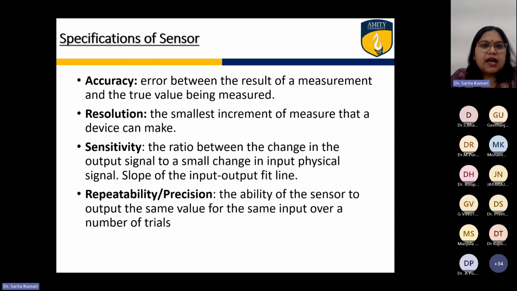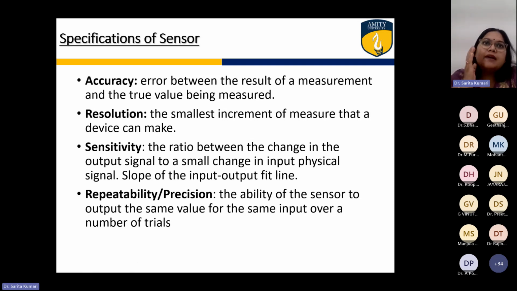Now there are different criteria or variables which we should look at while designing or considering any sensor. The first criterion is accuracy, then we'll discuss resolution, sensitivity, repeatability, precision, etc. Accuracy is the error between the result of measurement and the true value being measured. So it is basically how close the measured value is to the true value.